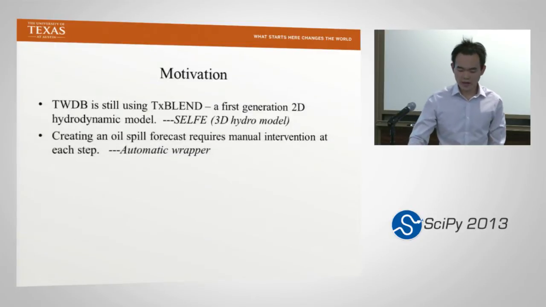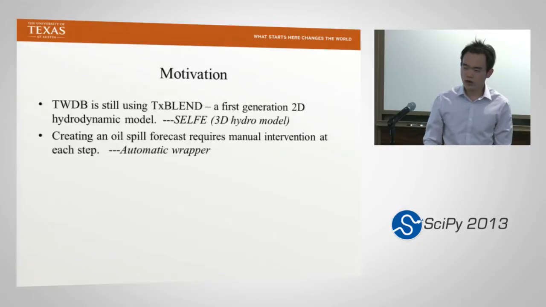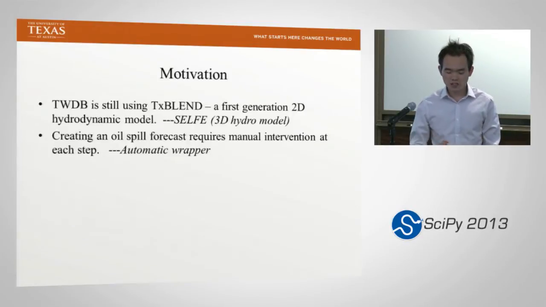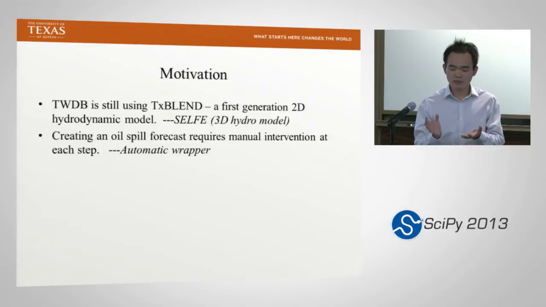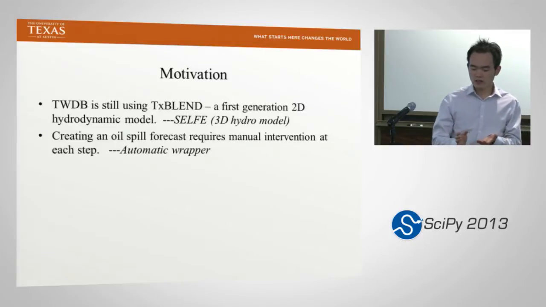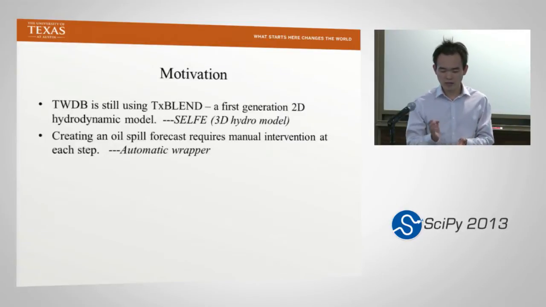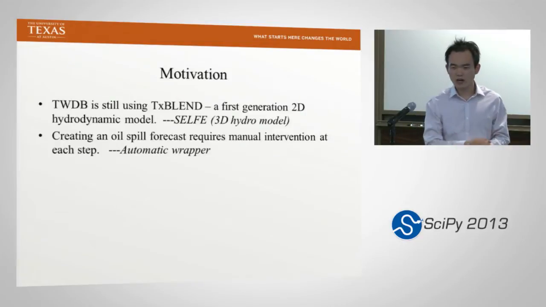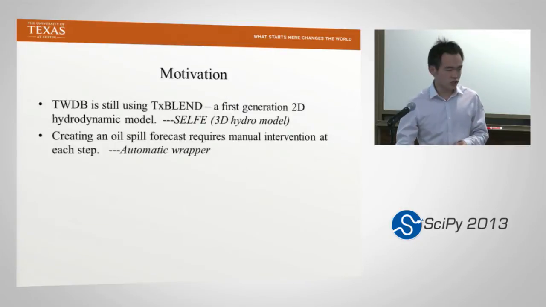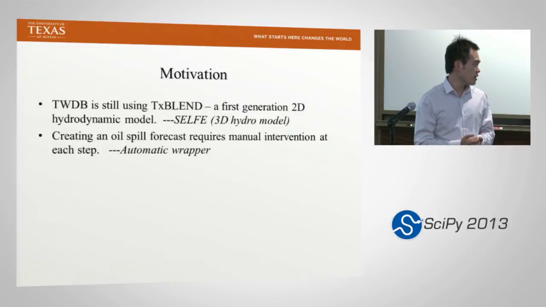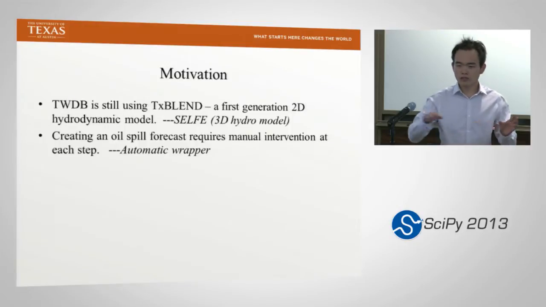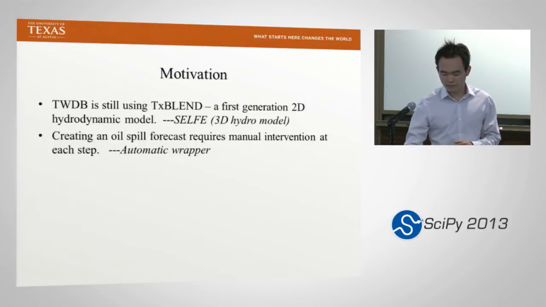Also, TWDB creating an OSPU forecast requires manual intervention at each step. For instance, to download the web data and transfer the web data into the hydrodynamic model's formats, and then to initiate the hydrodynamic model, and then finally to configure the hydrodynamic model's outputs for later analysis. All of these steps need manual labor. So in this research, we're going to use Python to develop a totally automatic wrapper, to wrap all of this process together in just one step.